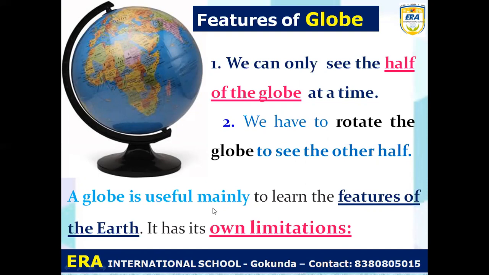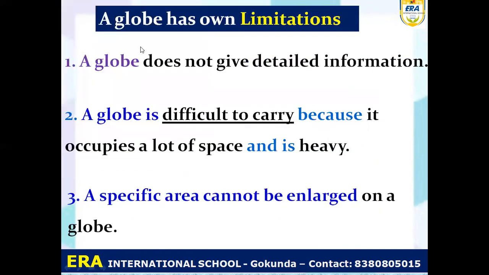So the globe also has its own limitations. Some drawbacks and some weaknesses are there. Let's see the limitations of the globe. The first limitation is that a globe does not give detailed information. It can only show the shape, the size and the location. Second, a globe is difficult to carry because it occupies a lot of space and it's heavy. We cannot take the globe wherever we go because it is very big. It takes up space as well as being very heavy. So that's why we cannot always carry the globe with us.